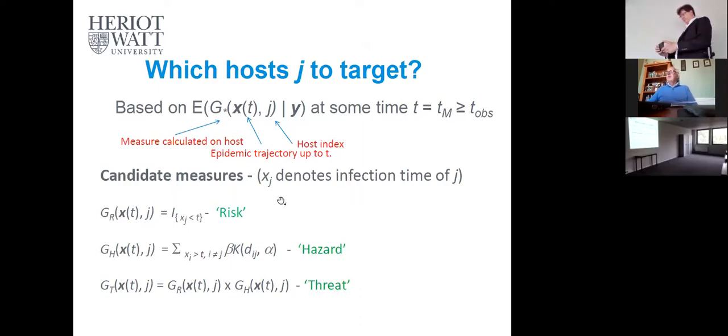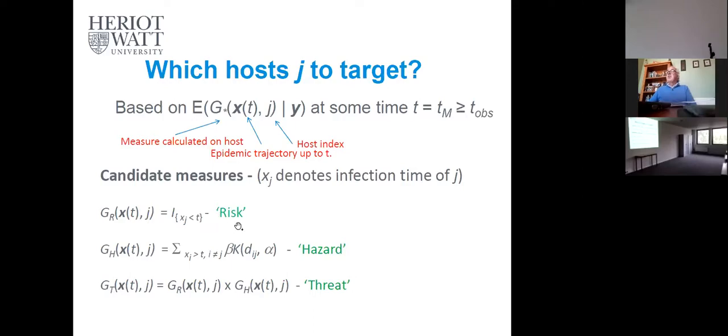But one approach that the plant scientists take is to think of different measures that one could use in order to target the hosts. Basically, this will be a measure which is the posterior expectation of some quantity calculated for host J at a future time. So it's the time at which the measure is calculated. The first measure that they're interested in is what we would call the risk measure. Effectively, that is simply the posterior probability that the individual is infected at time Tm.